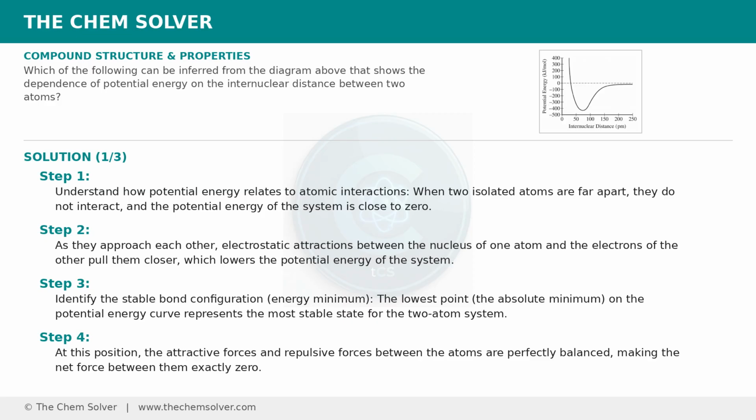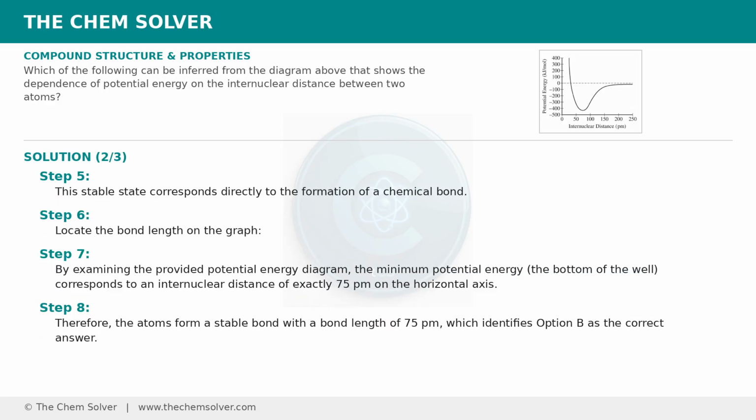Identify the stable bond configuration. The energy minimum, the lowest point, the absolute minimum on the potential energy curve, represents the most stable state for the two-atom system. At this position, the attractive forces and repulsive forces between the atoms are perfectly balanced, making the net force between them exactly zero. This stable state corresponds directly to the formation of a chemical bond.